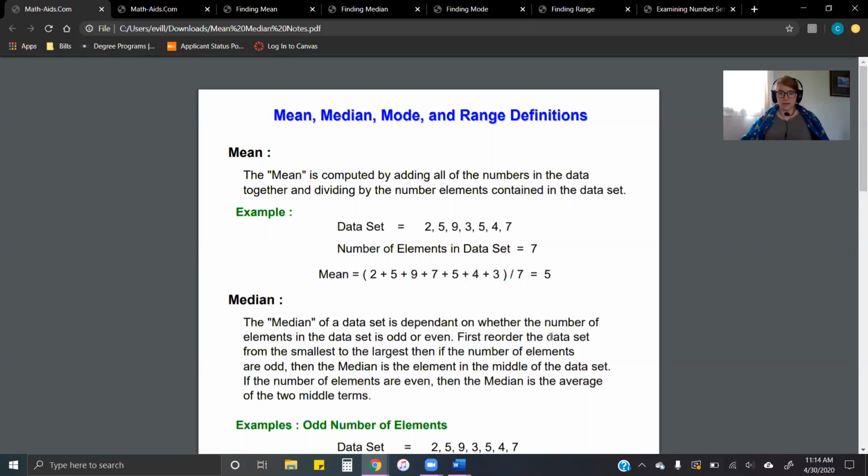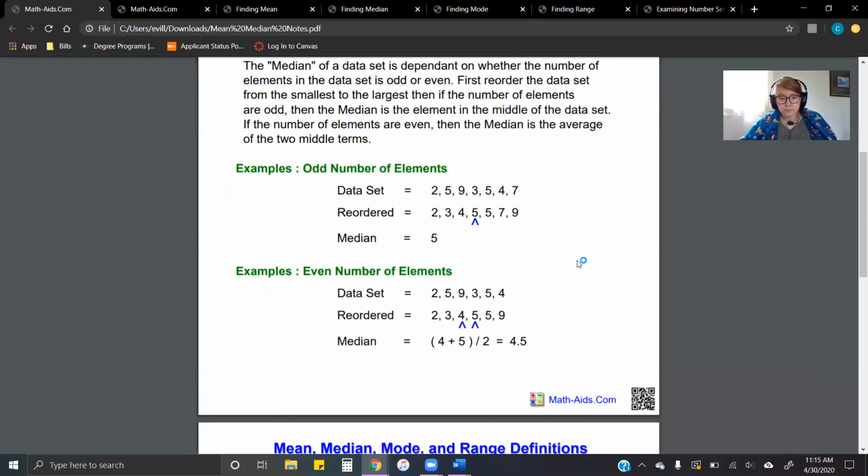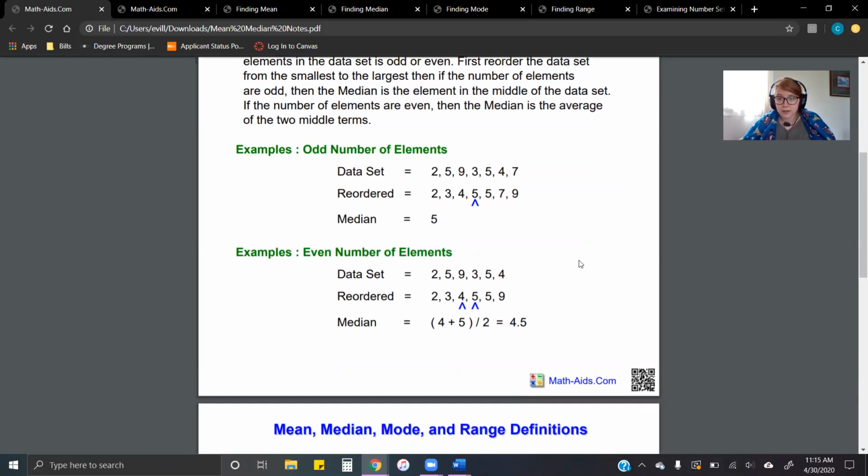So that's mean. Median. The median of a data set is dependent on whether the number of elements in the data set is odd or even. First, reorder the data set from smallest to largest. Then, if the number of elements is odd, the median is the element in the middle of the data set. And if the number of elements is even, the median is the average of the two middle terms. So, when you have an odd number, there's always going to be a middle number.